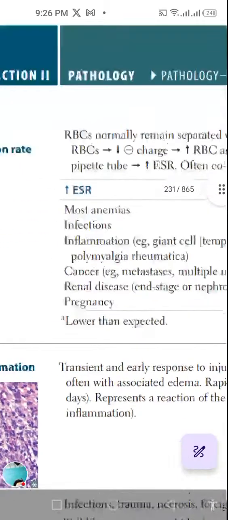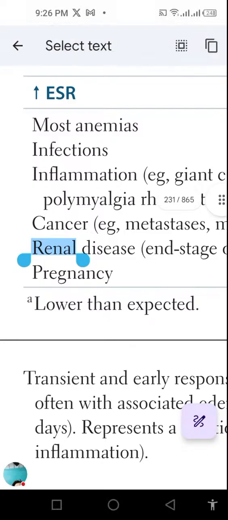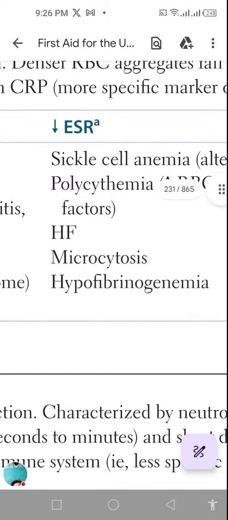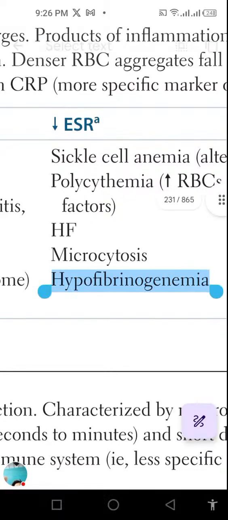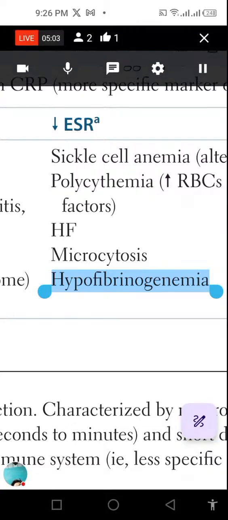It occurs in anemia, infection, inflammation, cancer, renal disease, and pregnancy. ESR is increased in all of these conditions. A decrease in ESR occurs in sickle cell disease, polycythemia, heart failure, microcytosis, and hyperfibrinogenemia results in decrease in ESR. So these are the conditions.